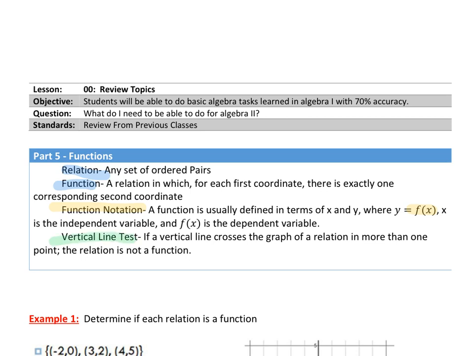And lastly, the vertical line test is a way to check if a relation that has been graphed is a function. If the vertical line crosses the graph of the relation in more than one point, the relation is not a function.